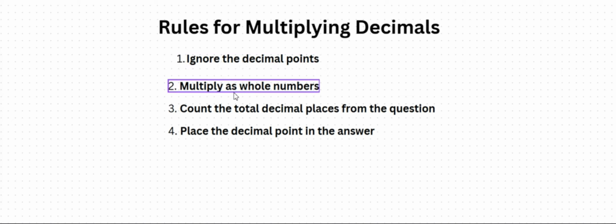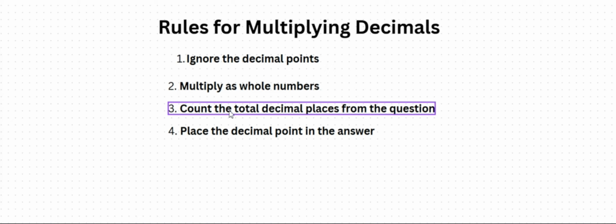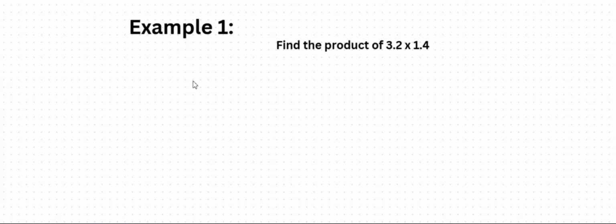Then go ahead and multiply the whole numbers. Once you are done with multiplying the whole numbers, count the total decimal places from the question. Go back to the original question and count how many decimal places you have. And finally, place the decimal point in your answer. Come with me as I show you an example.